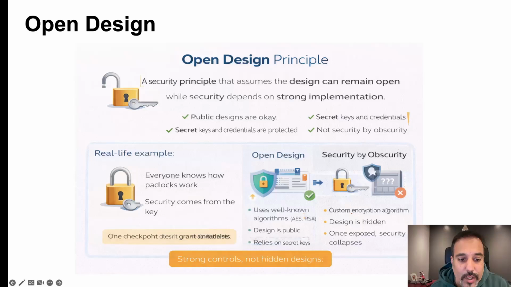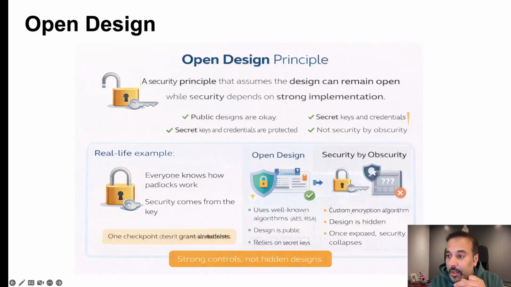Open design principle. It's an interesting one. The open design security principle states that the implementation details of the design should be independent of the design itself. The design can be open, but the implementation of that design can be secret. Unlike security by obscurity, wherein the security of the software is dependent upon the obscuring of the design itself.